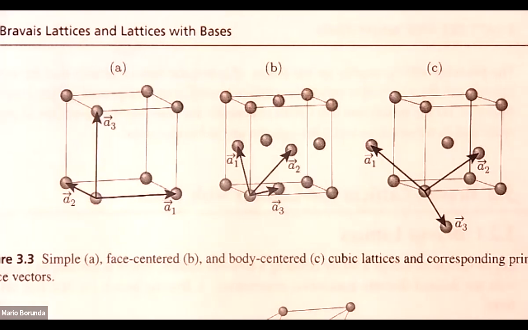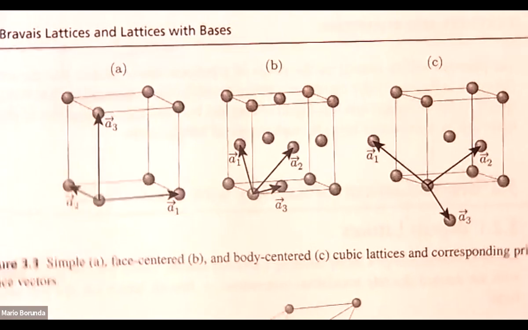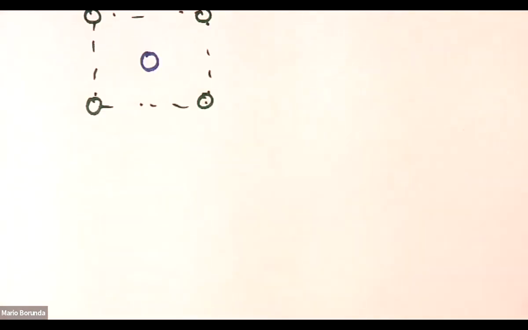Exactly. So this one has 12. And this one has eight identical points near it. Okay, so six, 12, and eight. Does that make sense? How to count them? And you can build your lattice yourself and count them, right? So the number of neighbors is important.